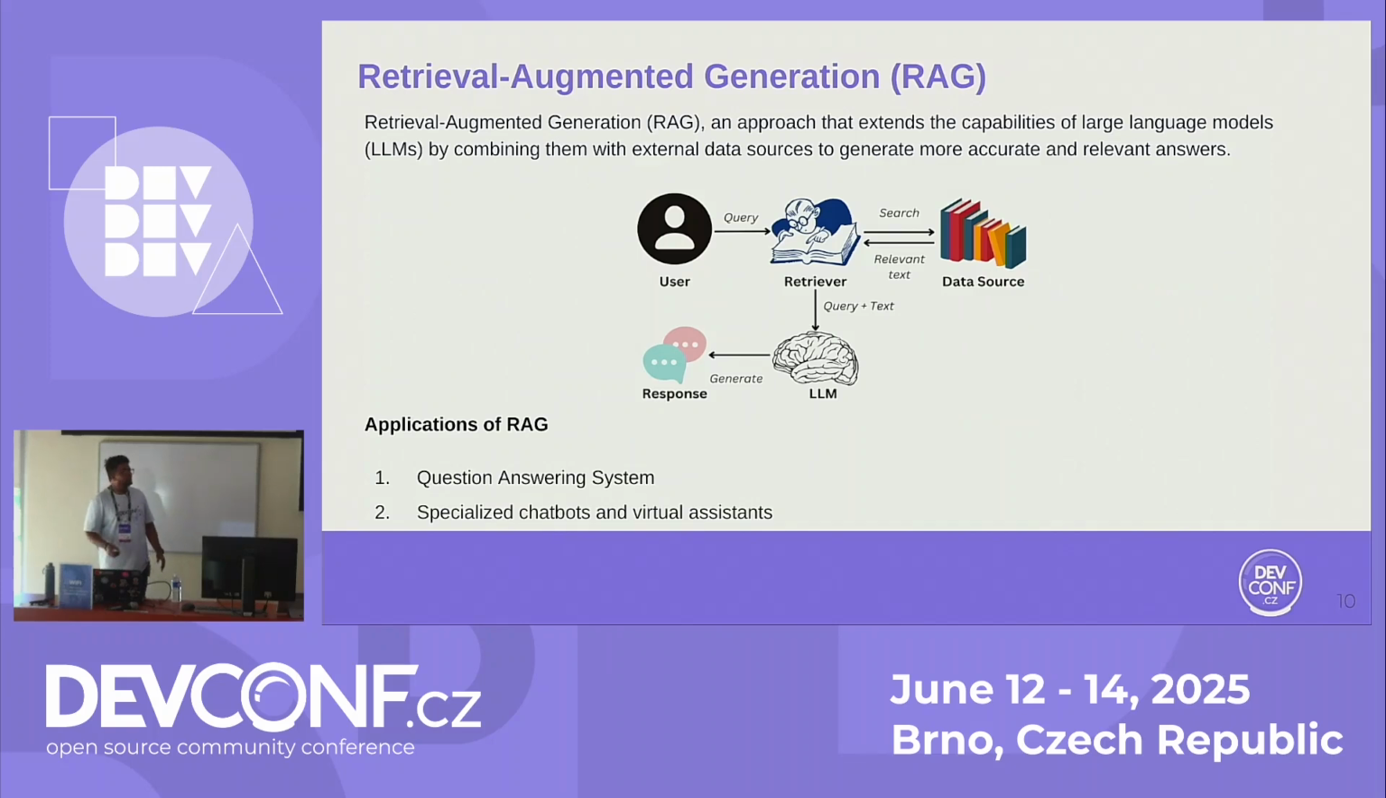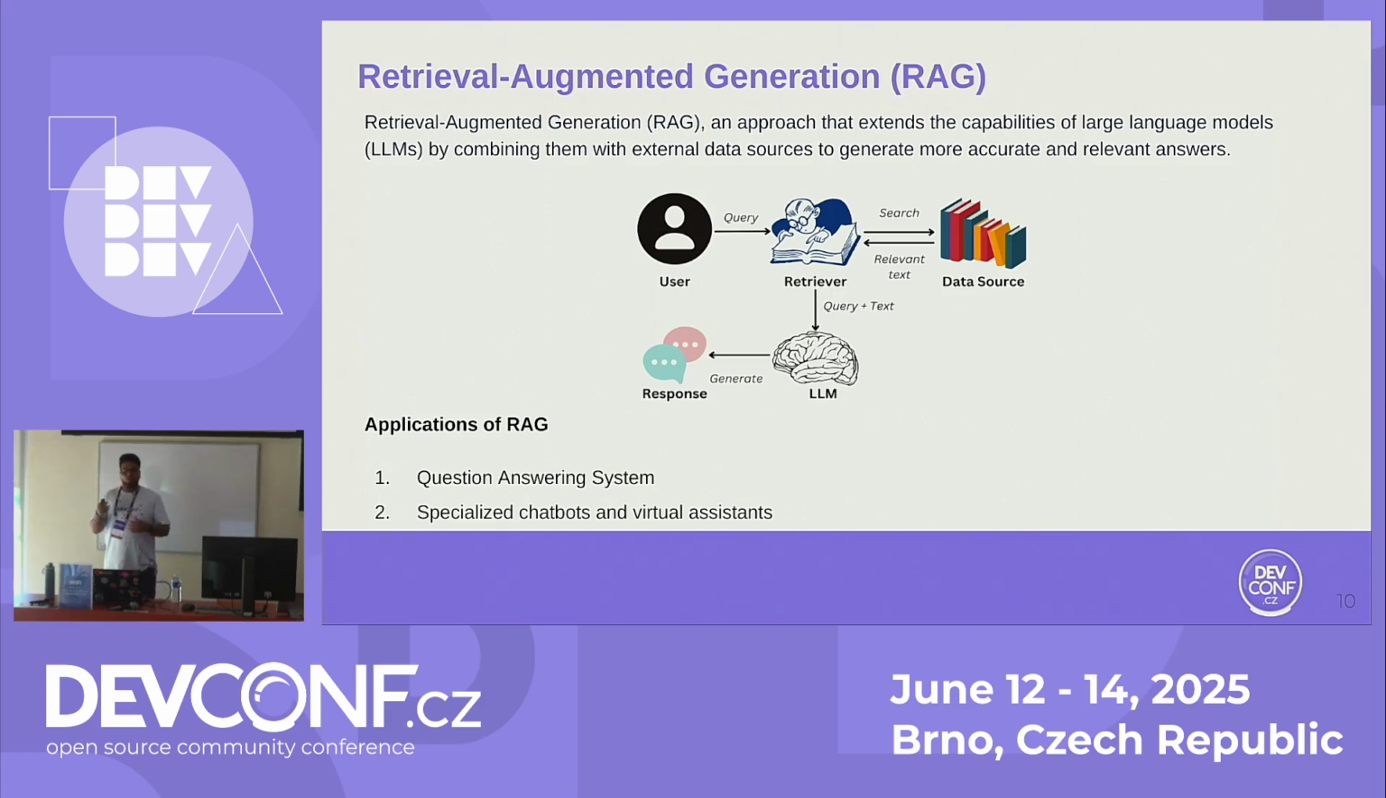For our use case, we are trying to automate our internal documentation, so RAG will be very beneficial for us. RAG stands for Retrieval Augmented Generation, which is one of the AI frameworks for large language models.